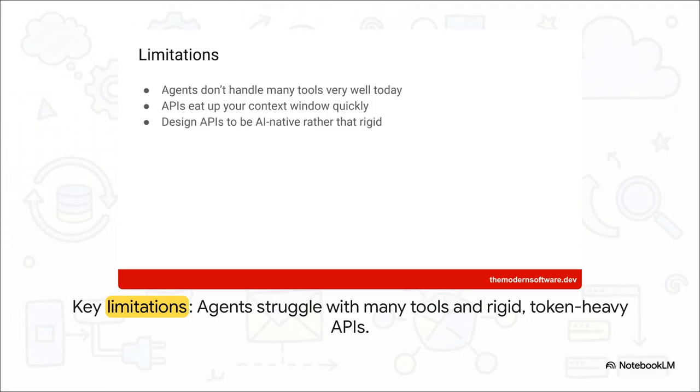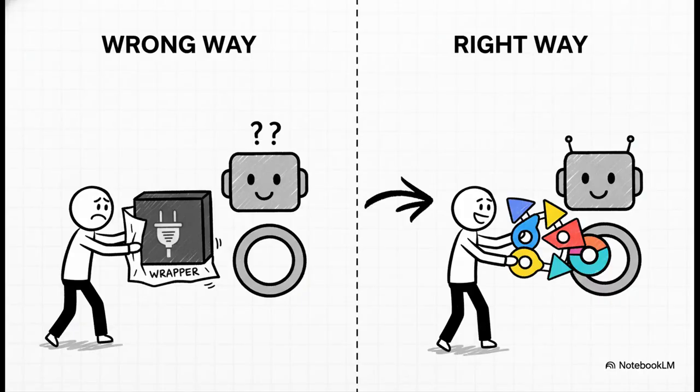So let's just quickly summarize the key constraints for developers right now. First, AI agents. They start to get confused when you give them a giant list of tools to choose from. They just don't handle it well yet. Second, like we just saw, a poorly designed API can eat up an agent's context window in a heartbeat. And third, and this is maybe the most important one, for tools to be really effective, they have to be designed to be AI native, flexible and intuitive for a model to use, not just a rigid wrapper around some old API. And this all points to one crucial takeaway for developers.